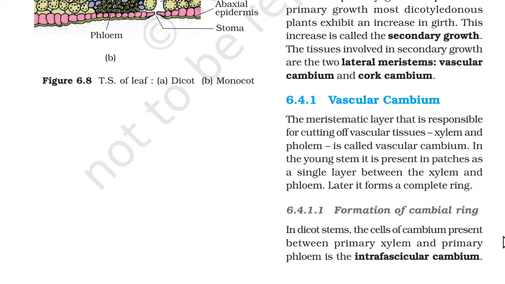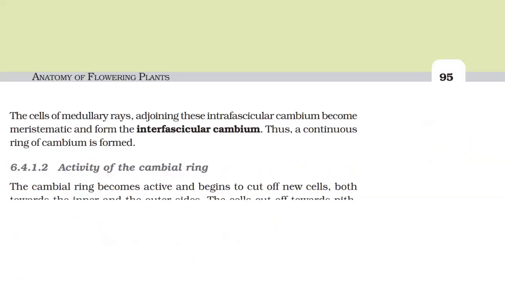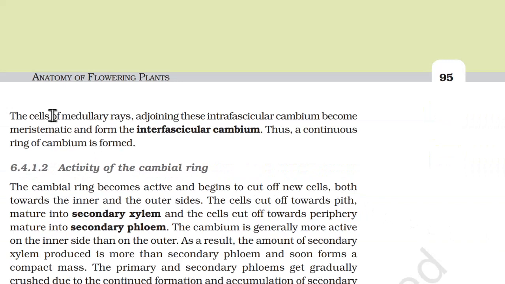6.4.1.1 Formation of cambial ring. In dicot stem, the cells of cambium present between primary xylem and primary phloem is the intrafascicular cambium. The cells of medullary rays adjoining these intrafascicular cambium become meristematic and form the interfascicular cambium. Thus, a continuous ring of cambium is formed.